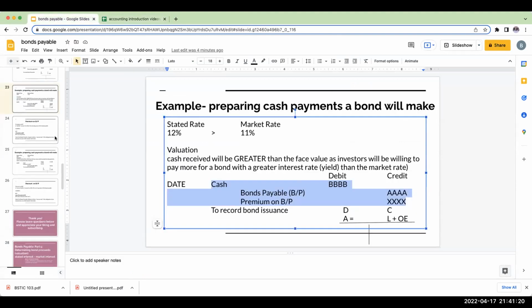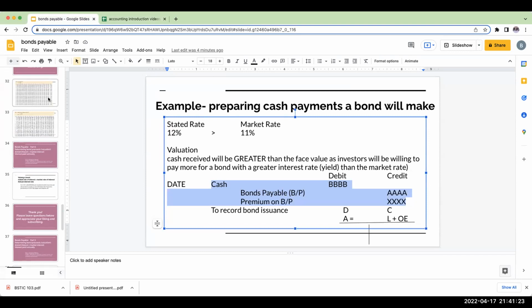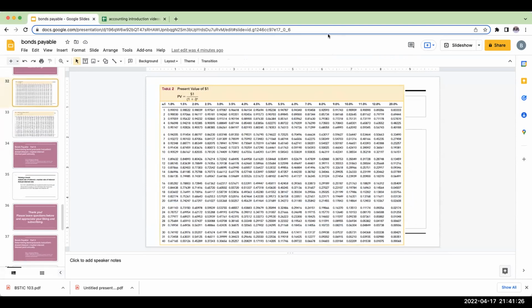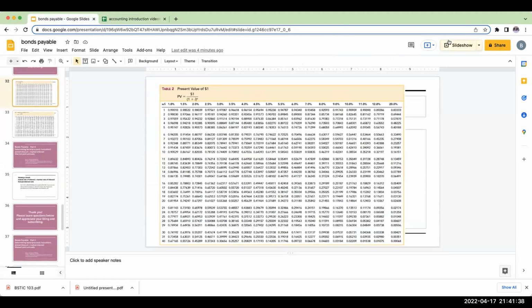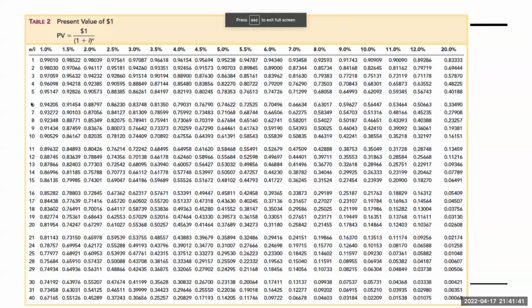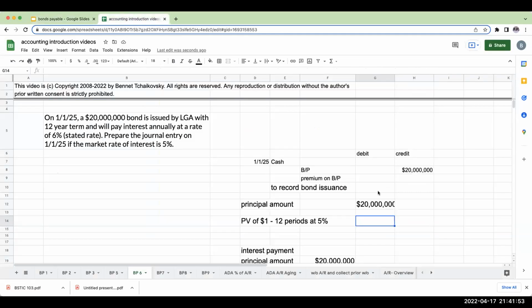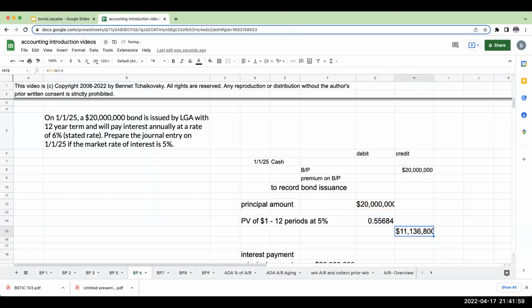For our first table, present value of $1, we're going to have 12 periods at 5%. Remember, my market rate of interest is 5%. The number of times interest is being paid is 12. So I'm going to go to the number of times, see 12, and come over to 5%. And this is going to be 0.55684. And when I multiply this by this, I'm going to get 11,136,800.